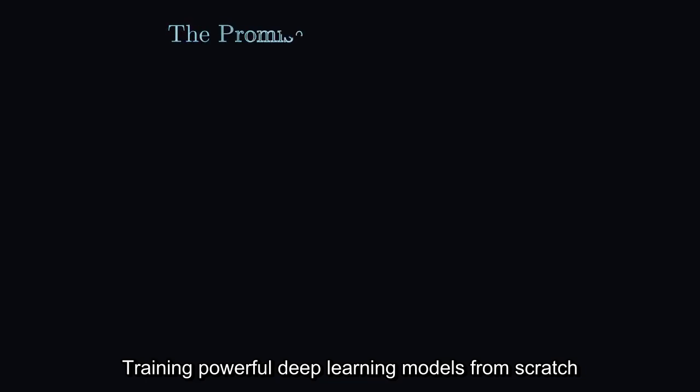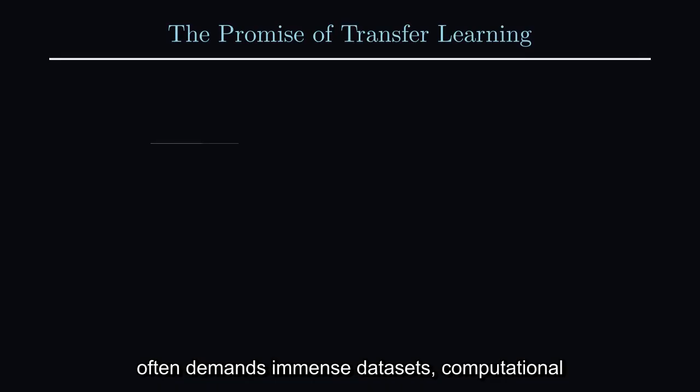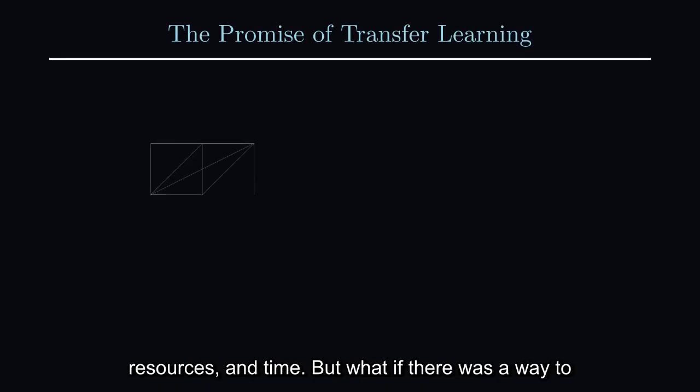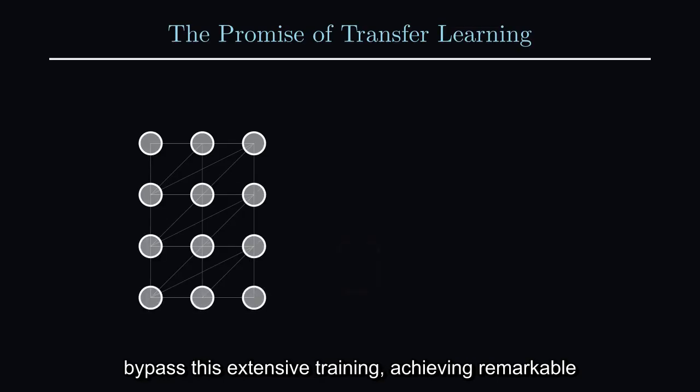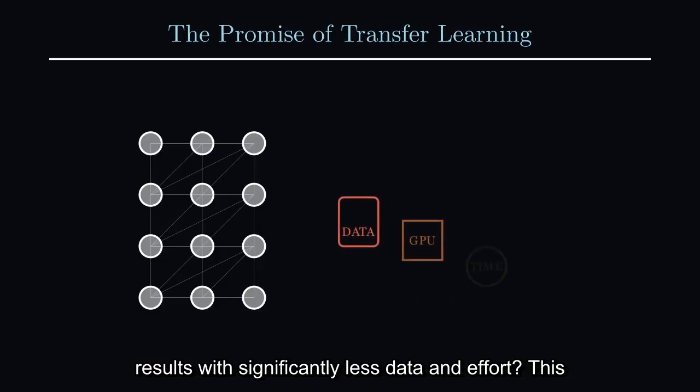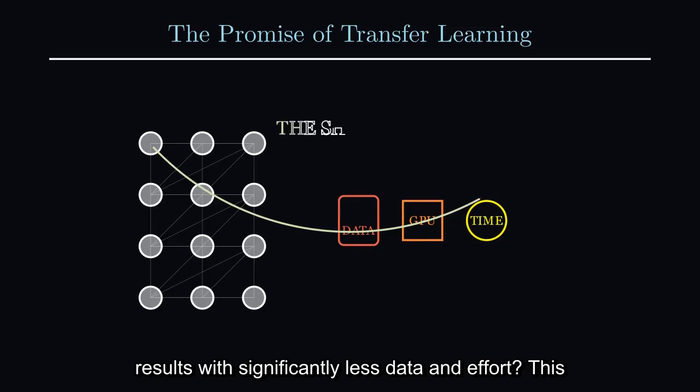Training powerful deep learning models from scratch often demands immense datasets, computational resources, and time. But what if there was a way to bypass this extensive training, achieving remarkable results with significantly less data and effort? This is the core promise of transfer learning, a paradigm shift accelerating AI development across industries.